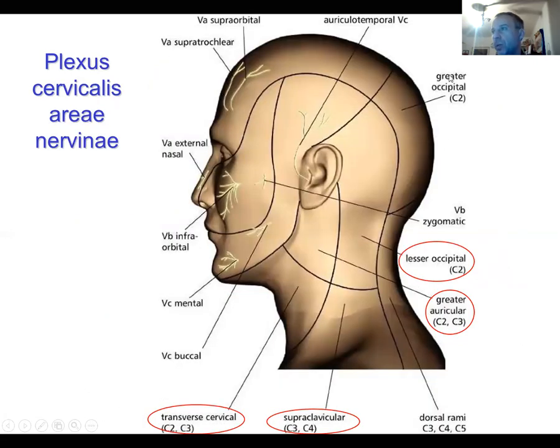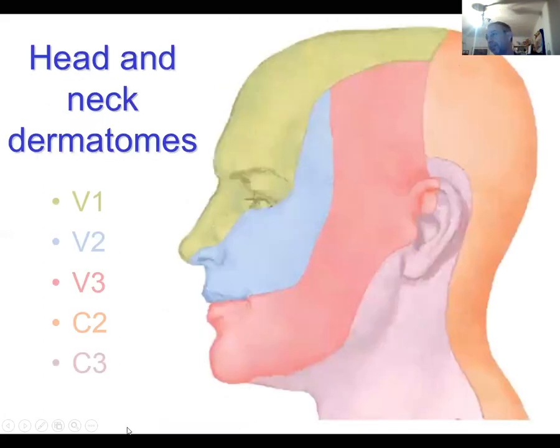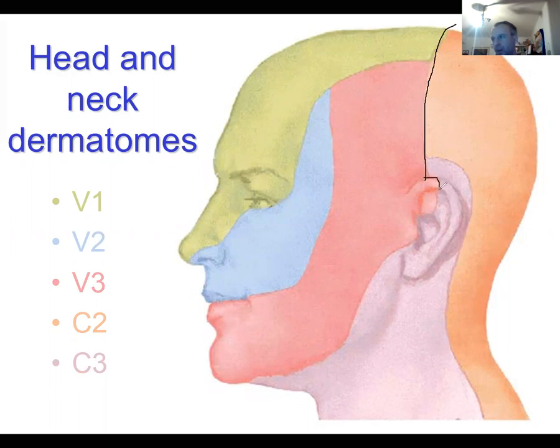So you can see that C2 is greater occipital, but C2 is also lesser occipital and part of the great auricular and transverse cervical. C3 is transverse cervical, supraclavicular, great auricular, and here dorsally the third or tertiary occipital nerve as well. And don't forget that the border between these is the interauricular line.